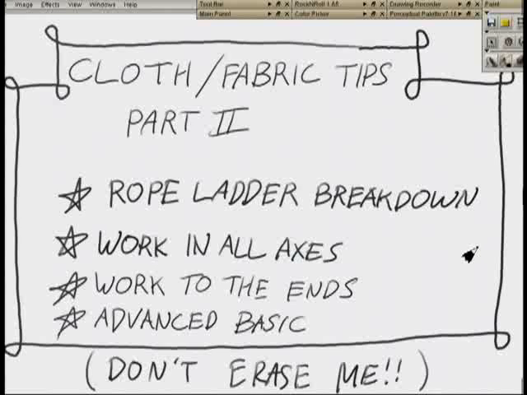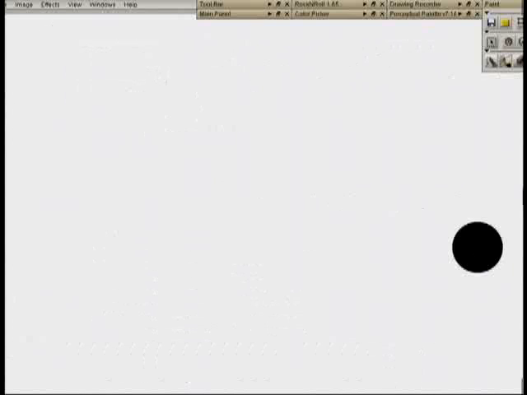Hi everyone. Today I just want to continue off from the previous tutorial, which was about cloth and fabric. Again, a very difficult subject to deal with. This is probably one of the few things that I would actually call an advanced basic. So don't worry about these 4 points. These are just things that I left for myself to refer back to.